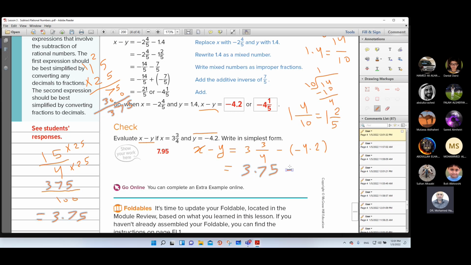Minus times minus means positive 4.2. As you see, you have the same signs here, positive and here positive. You can add directly. How to add the two numbers here? 3.75 with the point under the point, 4 the whole number under the whole number, and the parts of tens under the parts of tens. Then you can add here 5, 7 plus 2, 9, drop the point. Then 3 plus 4 will be 7. So the answer will be 7.91.